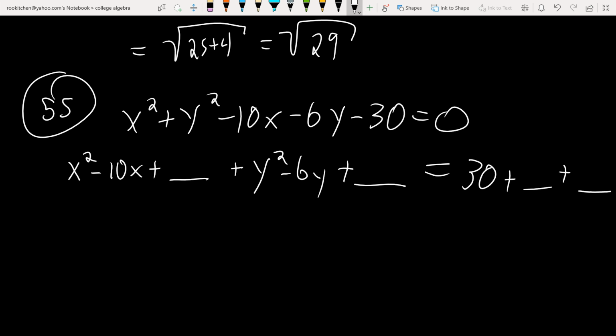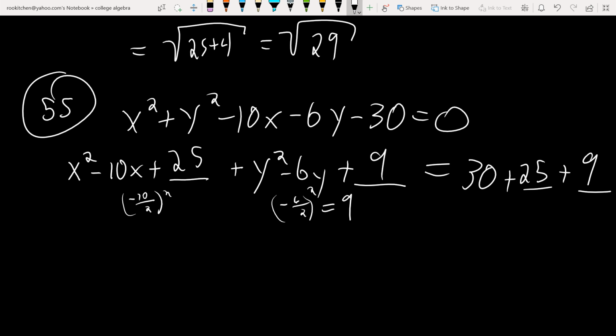Okay, so what is that thing I'm adding in? It's always b all over 2 squared. In this case, negative 10 all over 2 squared is negative 5 squared, which is 25. If you add it on the left, you have to add it on the right. The next guy, negative 6 all over 2 squared. Negative 6 over 2 is negative 3. Negative 3 squared is 9. Add it on the left, you must add it on the right.